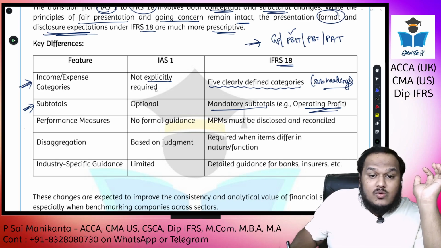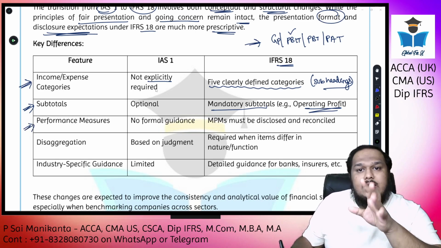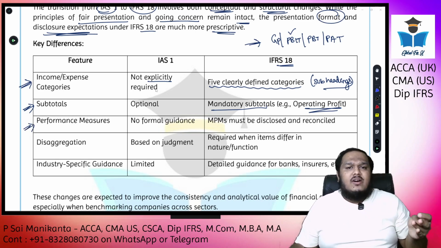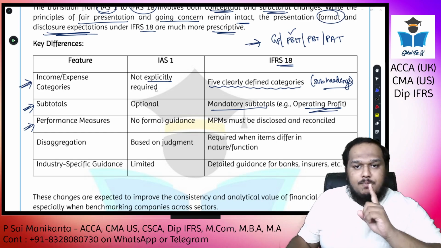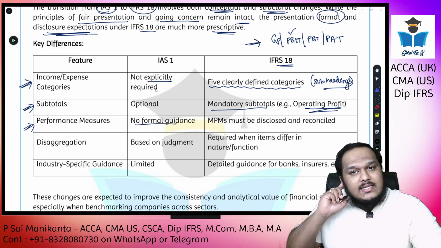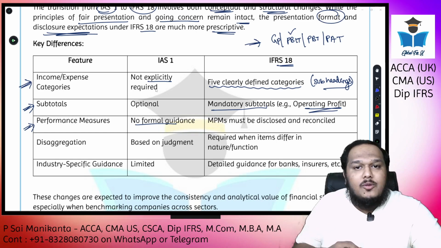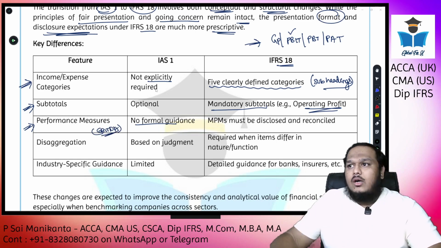Okay, next one, performance measures. This is purely for SBR students. DipIFR and FR students may know it for general knowledge purposes. SBR students, pay main attention to this. So performance measures: there was no formal guidance available under IAS 1. What are performance measures? Like I mentioned previously, EBITDA or any other elements that you can see on the P&L.